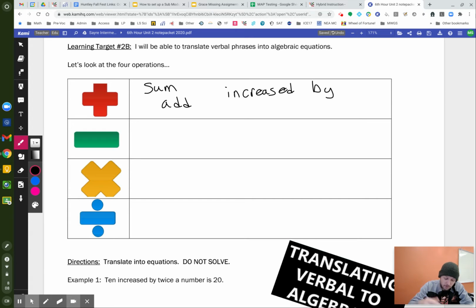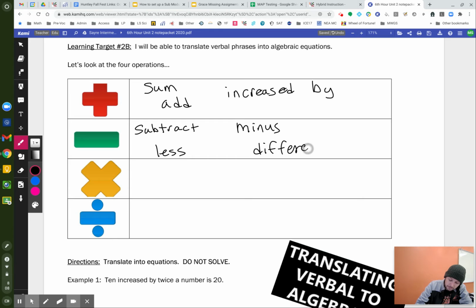The next one is we have subtract, right? So we have subtract, which is the most basic one we'll find. We can see less, minus, difference, decreased by. All right, so those are some more terms that you'll see.